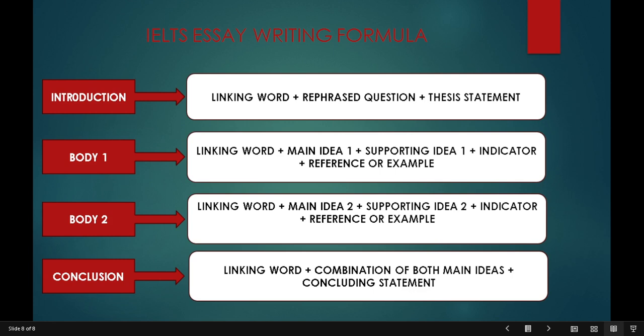Then you have your reference or example. Those indicators are also cohesive devices, like I explained initially. Then your body two has the same formula: your linking word, your main idea two, your supporting idea two, your indicator or cohesive devices, and then your reference or example. Your conclusion is your linking word plus a combination of both main ideas and your concluding statement.